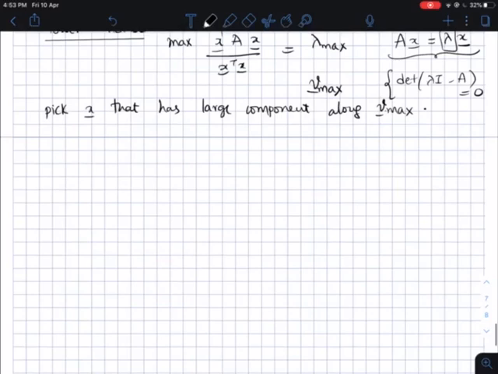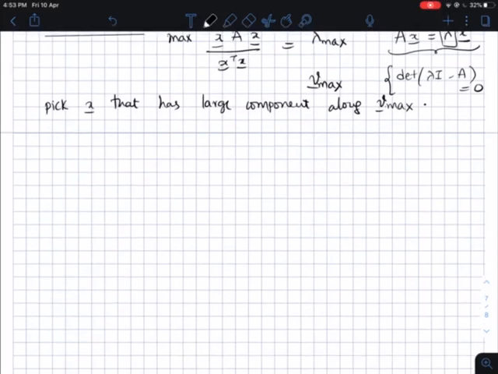The power method uses a very powerful trick. It starts with an arbitrary x naught. It doesn't matter what x naught is. Maybe x naught has components all over the place. It doesn't necessarily have a component only along v max, but it's spread out along all the eigenvectors. Just to set out some notation, let us assume that A has eigenvalues lambda 1, lambda 2 up to lambda n, and the corresponding eigenvectors are v1, v2 up to vn.